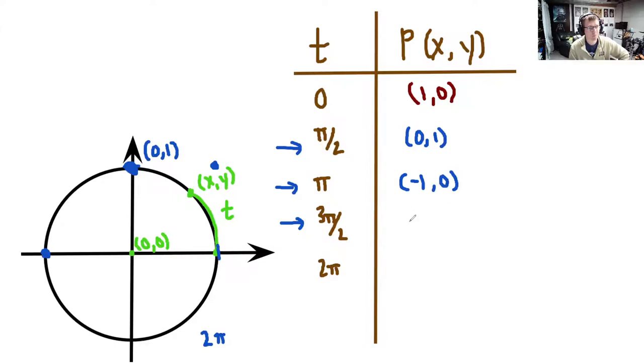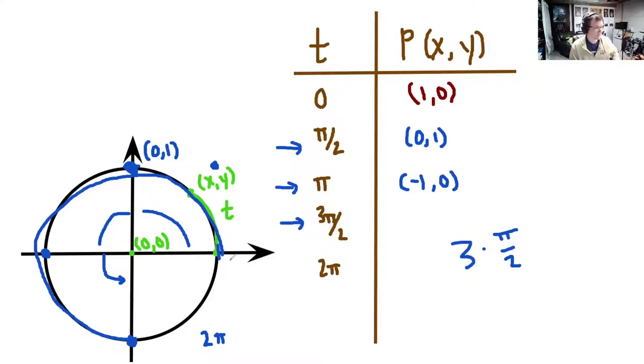Okay, now symmetry of the circle makes this last one easy. Because instead of going 1/4 the way around, we're going to go 3 of those fourths around. 3 times pi over 2 means 3 of those: 1, 2, 3. So we end up at a terminal point here. This length is 3 pi over 2. And the symmetry of the circle would say we're just at this point, 0, -1.